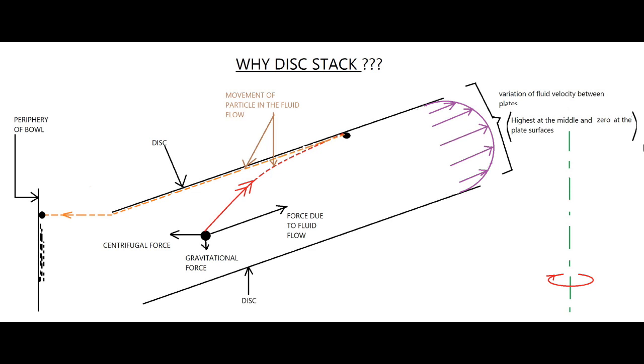Centrifugal force acts horizontally outwards. Because the mass of the particle is very small, the gravitational force acting on it is very small. As a result of the resultant force, the particle will reach the underside of the disc, where fluid velocity is zero. Now due to centrifugal force, the particle will be thrown towards the periphery of the bowl. This is the reason that sludge always forms on the underside of the purifier discs.